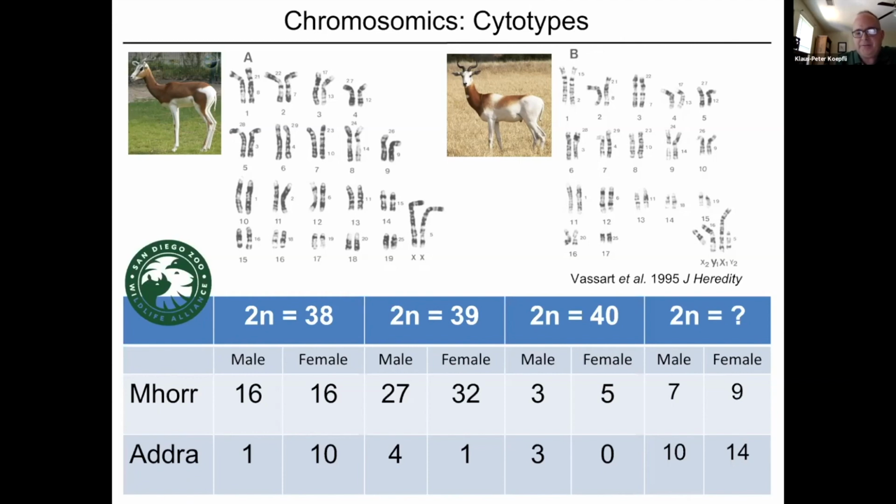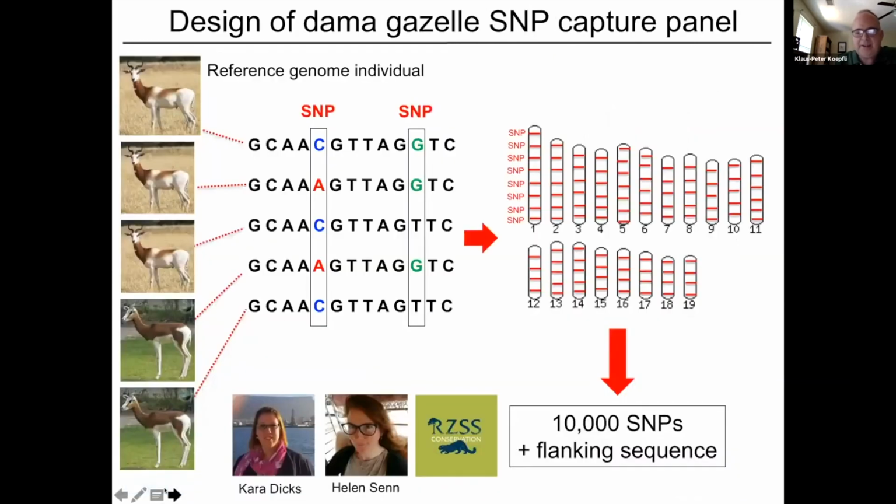And this is definitely something, for example, that Helen Senn and Cara Dicks at the Royal Zoological Society of Scotland are currently pursuing. So what we've done with our Dama gazelle genomes is we generated a panel of 10,000 SNPs distributed across the genome of the Dama gazelle. And those SNPs can then be turned into a tool that allows you to genotype hundreds of Dama gazelles at the same time. So this is what Cara and Helen are now pursuing, and we were able to help them develop this tool. And this larger number of individuals will definitely shed additional light on some of the findings that we've generated with our handful of genomes.